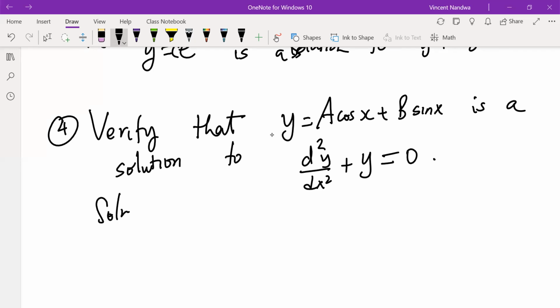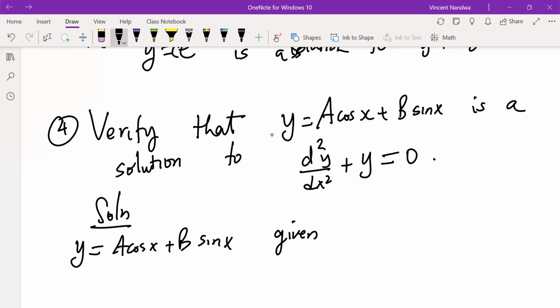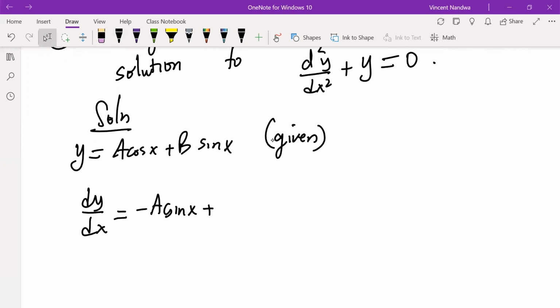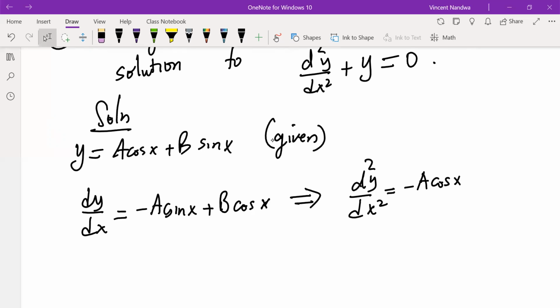Now the solution. So y equals a cos x plus b sin x. This is given. Then dy/dx will be negative a sin x plus b cos x, which implies the second derivative is negative a cos x minus b sin x.